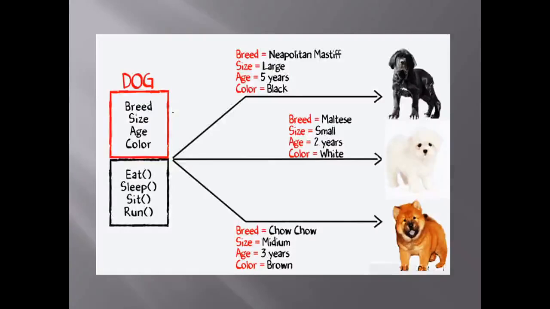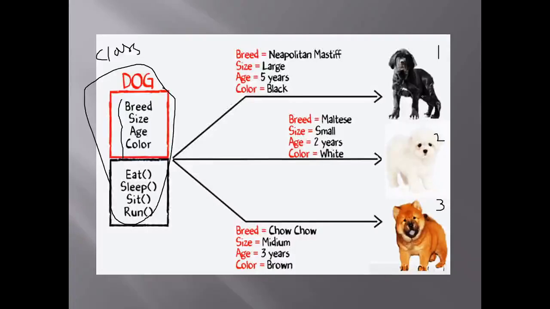See now, this is a class. So combined data members and methods is a class. Now what are the objects? See, every class can have many objects. Now, this is one object, this is second object and this is third object.